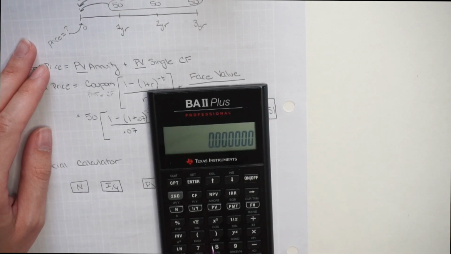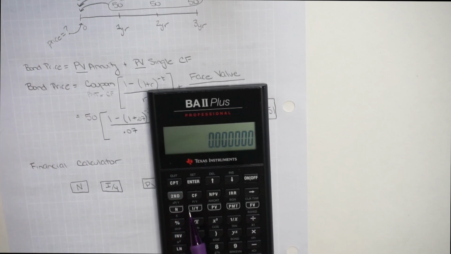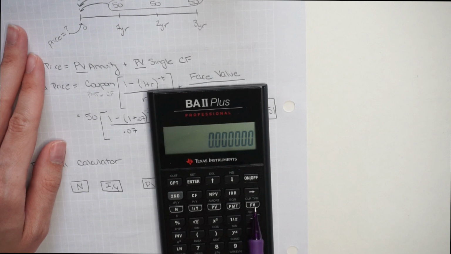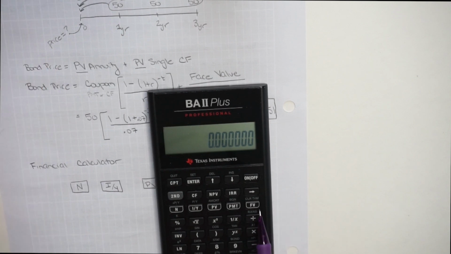The inputs that we're going to be using are these ones right across this row. So we have N, I over Y, PV, PMT, and FV. What these stand for is N is essentially the number of periods, I over Y is our rate, PV is present value, PMT is payment, FV is future value.